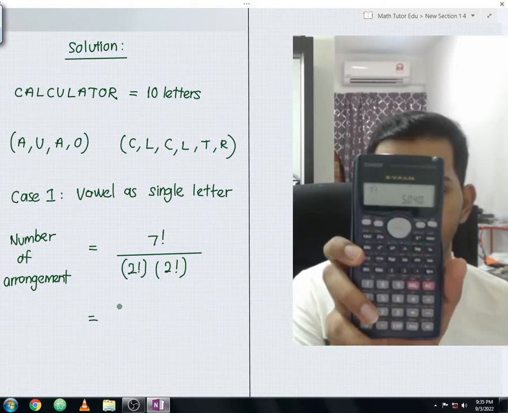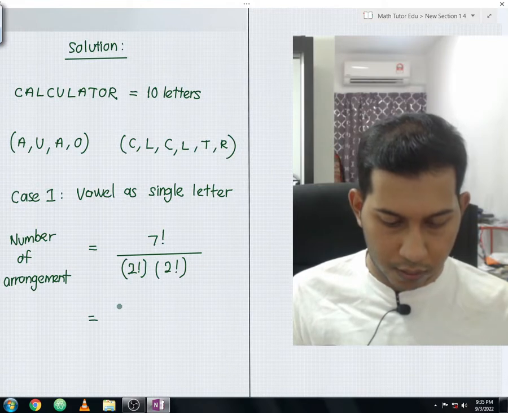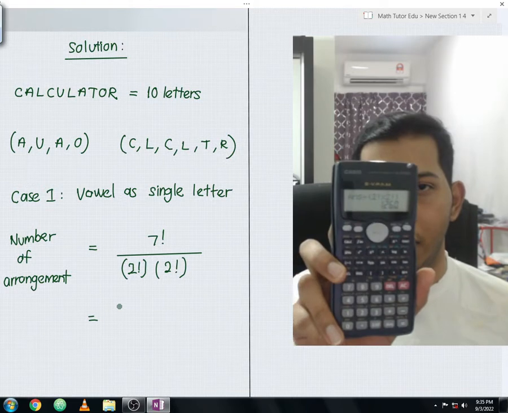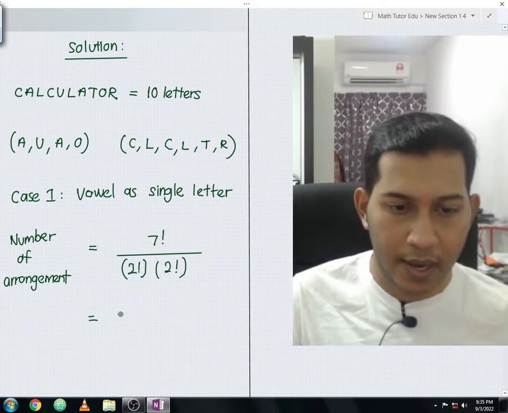So I hope it is clear? From here, divide by 2 factorial times 2 factorial. So from here you get your answer, 1260. Okay, so this is for case 1, guys.